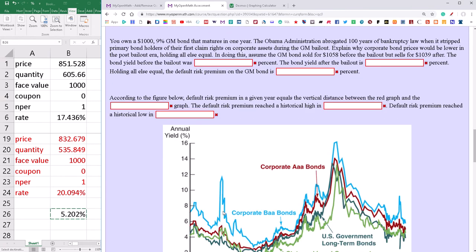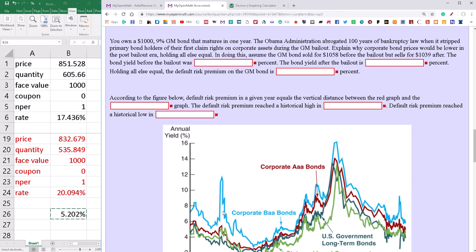Now we got this little bit of a problem down here. We're going to kind of expand on this idea. So you own a $1,000 9% General Motors bond that matures in 1 year. Now, I don't know if you remember this, but the Obama administration during the financial crisis kind of changed the bankruptcy law when it stripped the primary bondholders of their first claim rights on corporate assets during the General Motors bailout. So we want to explain why corporate bond prices would be lower in the post-bailout era, holding everything else constant. Then doing this, assume the GM bond sold for $10.58 before the bailout, but sells for $10.39 after.